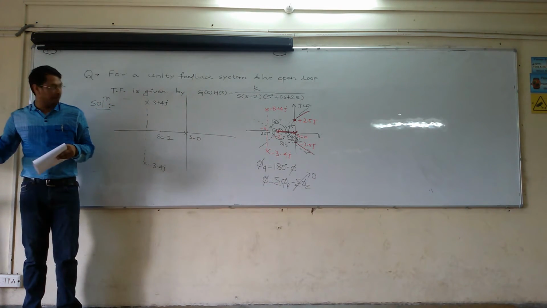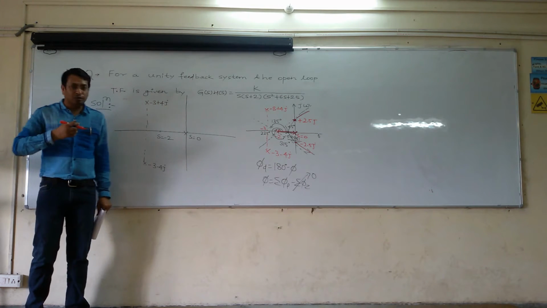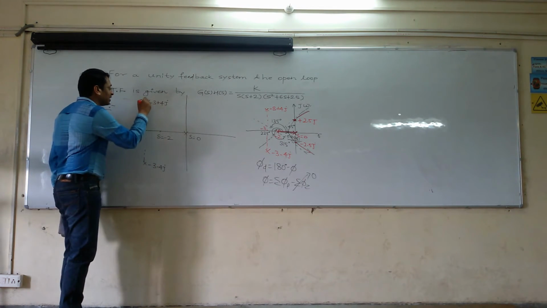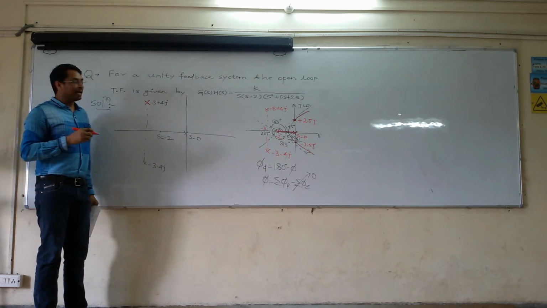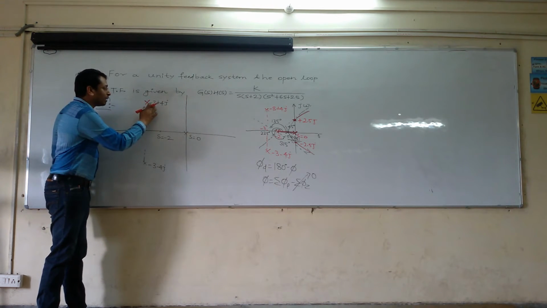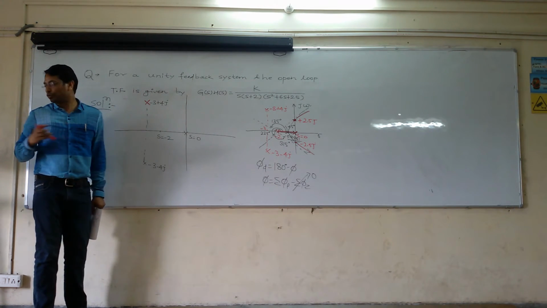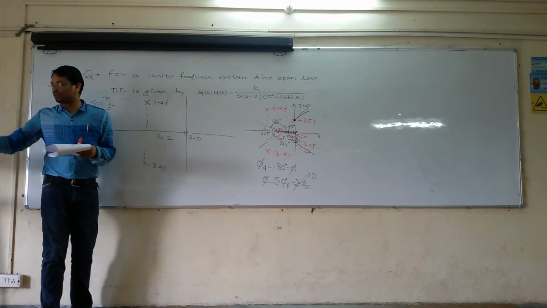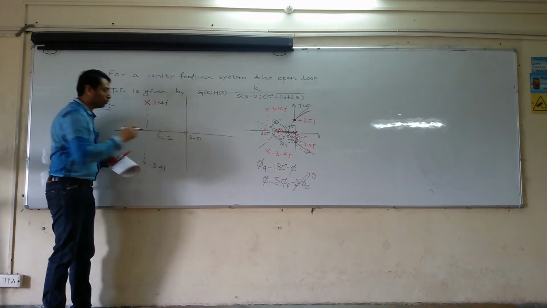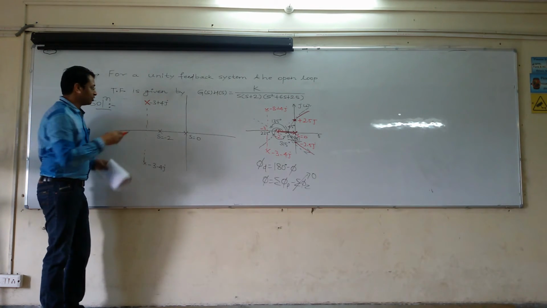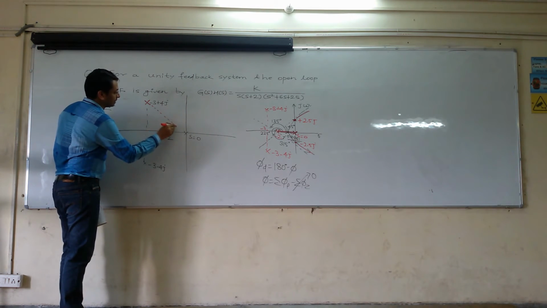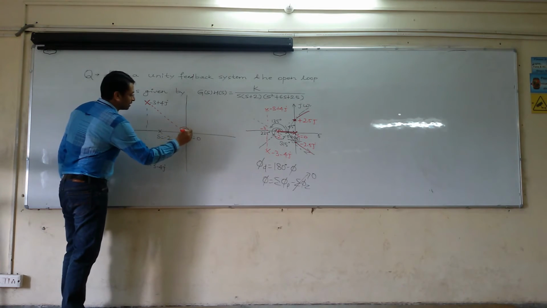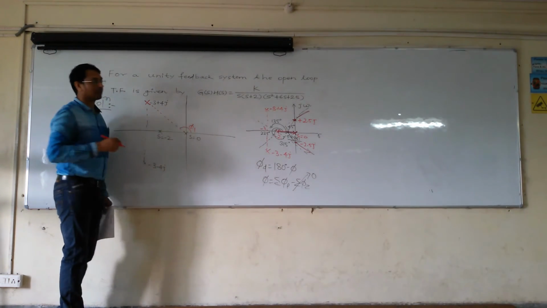So summation of phi p. For this, suppose we are interested in finding the angle of departure for this particular pole. So you have to connect all other poles available in the system to this particular pole. This is also a pole. So I am going to connect this. I am going to say this is your phi 1.